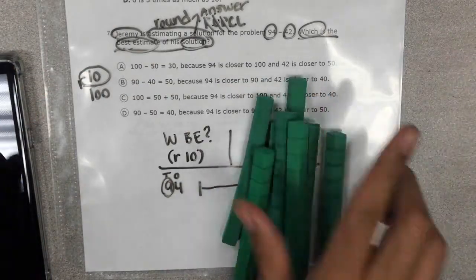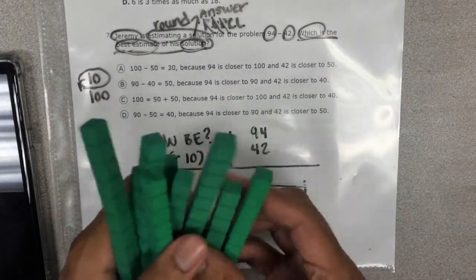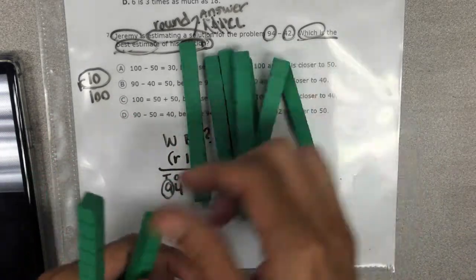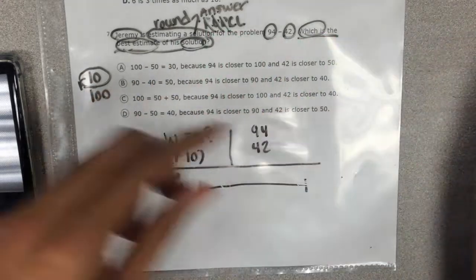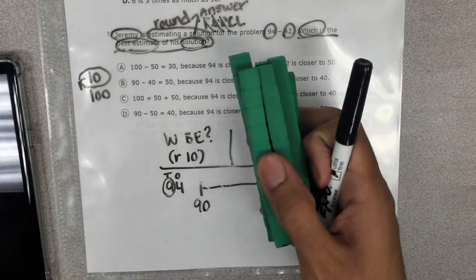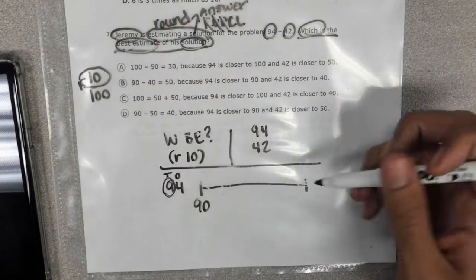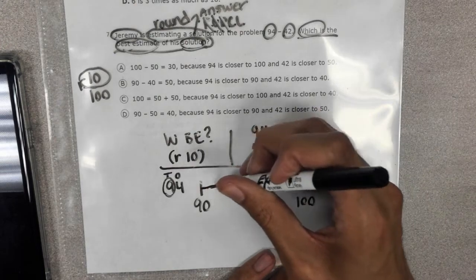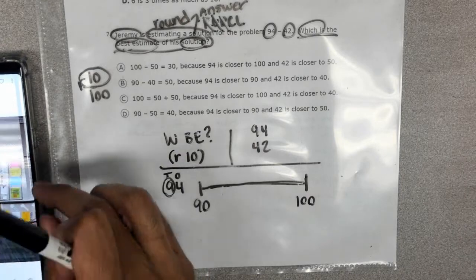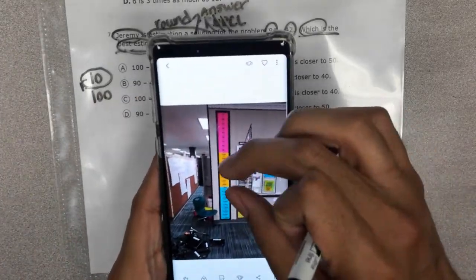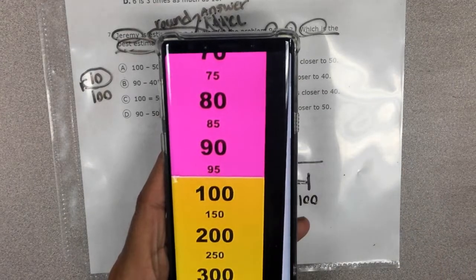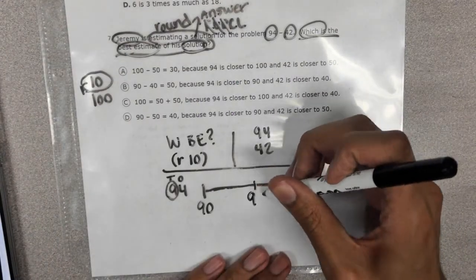So this is 9 10s. Let's think about the value of 9 10s. 10, 20, 30, 40, 50, 60, 70, 80, 90. The value of 9 10s is 90. And then the next group of 10, if I keep counting, is 100. So I need to make my next group of 10 be 100. To figure out what my midpoint is, I'm going to take a look at Mr. Esparza's midpoint number line. I'm going to find the number 90 and find 100. The midpoint between 90 and 100 is 95. So I'm going to write that in right here.